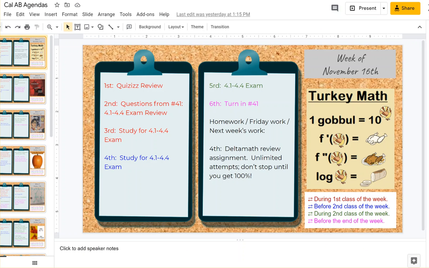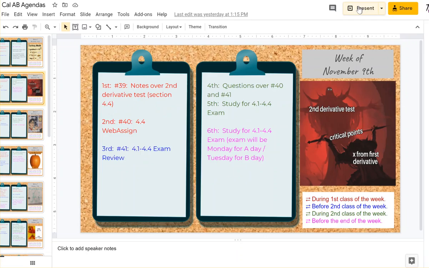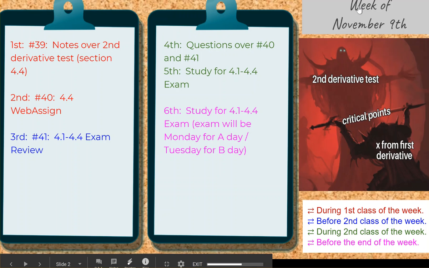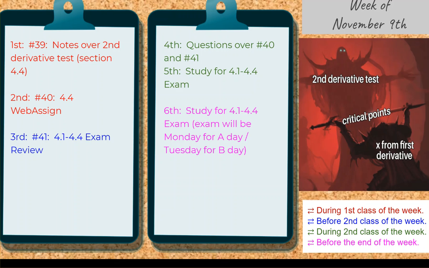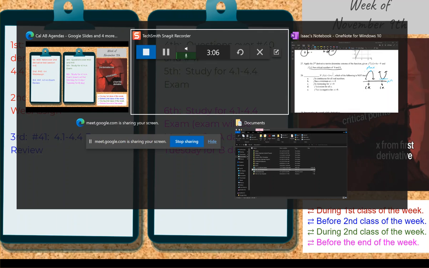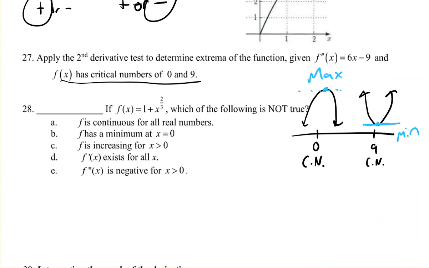Okay, so my weekly meme last week, we started talking about second derivative test. X from the first derivative is the critical points. Yes? Critical points are what you use in the second derivative test. So critical numbers aren't just for the first derivative, it's also for the second derivative. Okay, is that enough for that one?